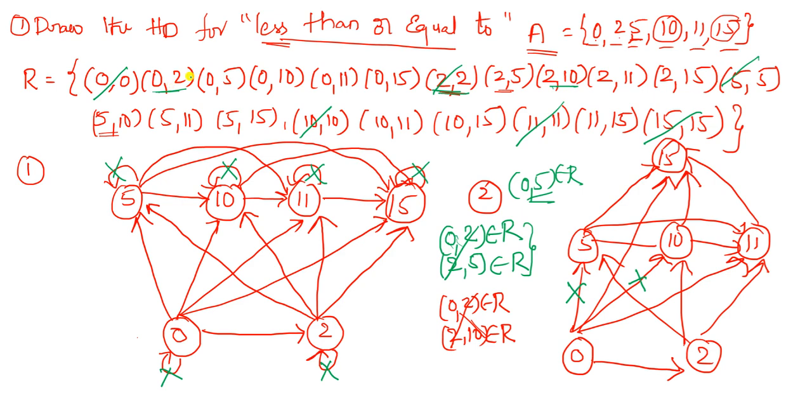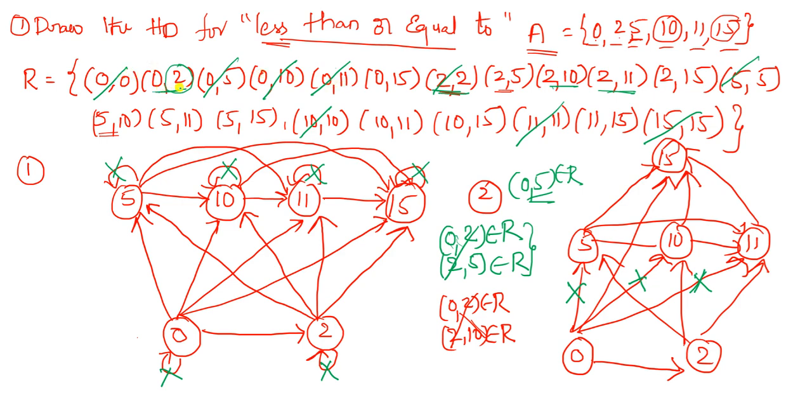And next 0 comma 2, check another element. Here the second element is 2. Check any element that starts with 2, right. So 0 comma 2 and 2 comma 11: 0 comma 2 belongs to R, 2 comma 11 belongs to R, that means 0 comma 11 belongs to R, 0 comma 11 is there, right. So you just remove this one. So up to here 0 comma 5 is removed, 0 comma 10 is removed, right. And 0 comma 11 also we have to remove.